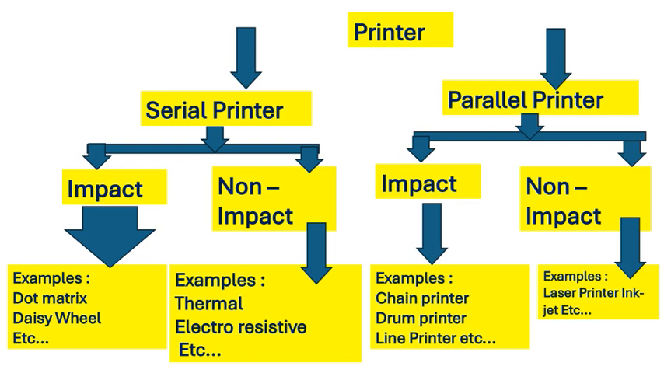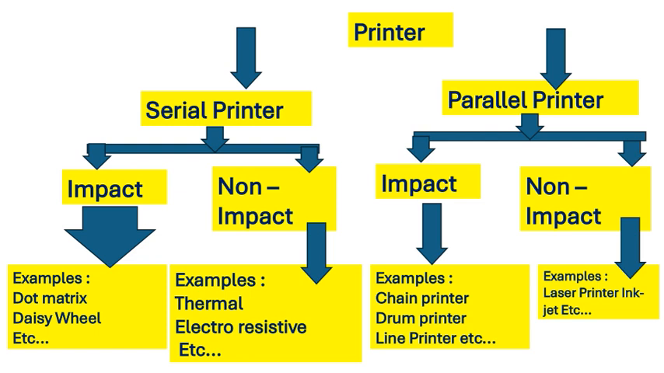Next, let's look at the impact versus non-impact printers. Impact printers work by physically striking an inked ribbon against the paper, creating the image or text. Examples include dot matrix printers and daisy wheel printers. Impact printers are usually used for multi-part forms or situations where carbon copies are needed.